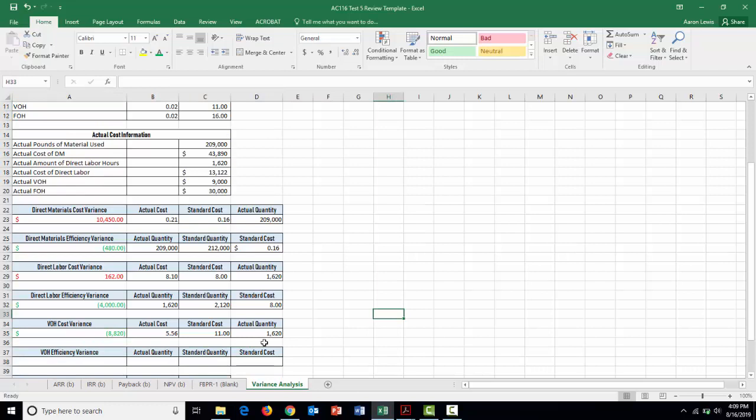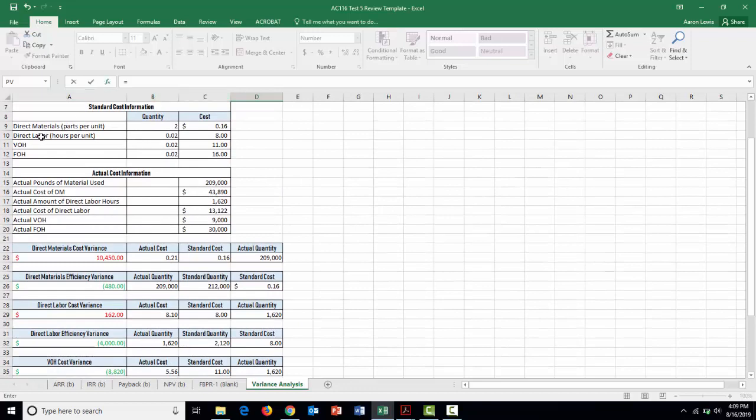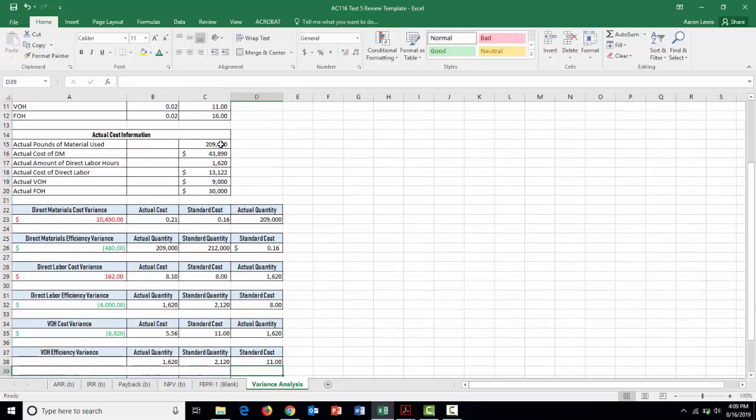For our VOH efficiency variance, we're going to take the actual quantity of direct labor, our cost driver, that we used. We need to fill in our standard quantity, which we already figured above. Our direct labor standard quantity was this 2,120. And we're going to need to fill in our standard cost. This is for our variable overhead. If we scroll up, we see that the standard cost for variable overhead was that $11. We're going to click on that cell and hit enter.